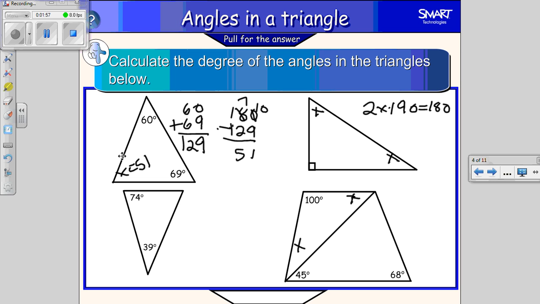Right here I did the first one for you. 60 plus 69 is 129. 180 minus 129 is 51, so x equals 51. Right here, I set this up for you. 2x plus 90 equals 180. I want you to find out what x is. I want you to find this missing side, and I want you to find the missing side of this triangle. It's really one side because they're the same, but the missing sides of this triangle.